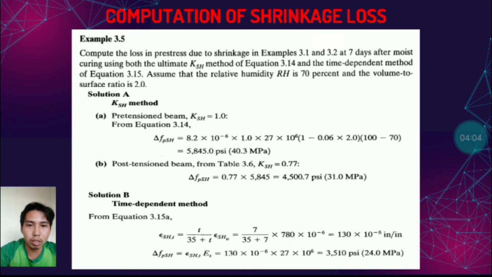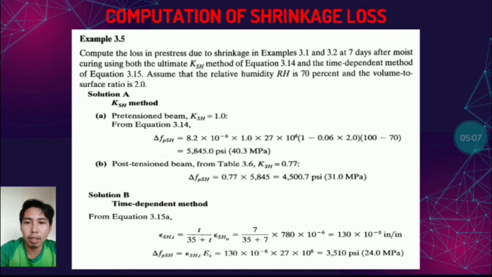We know that for both steam and moist cured concrete, the average ultimate shrinkage strain value as given by the ACI 209 report is 780 times 10 to the negative 6 inch per inch, and our beam was cured for 7 days. We are going to use those values. So epsilon_SH,t equals t over 35 plus t times epsilon_SHU equals 7 over 35 plus 7 times 780 times 10 raised to negative 6 equals 130 times 10 raised to negative 6 inch per inch, and the modulus of elasticity of our concrete is 27 times 10 raised to positive 6 from the first problem.